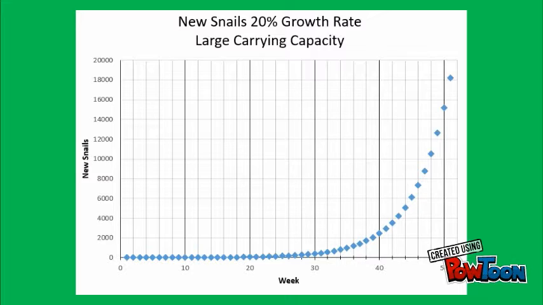This graph for the number of new snails shows that the snails do not meet the carrying capacity and the growth rate does not decrease over the course of just 1 year. Since the carrying capacity is so much larger than the initial population value of 10 snails, this graph shows an exponential growth rate for the snails.